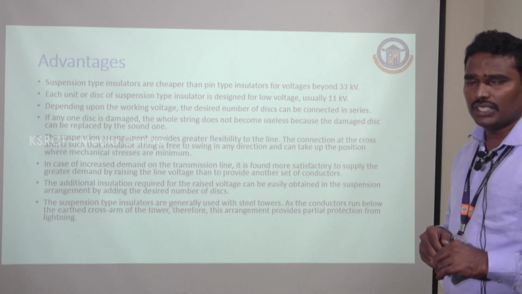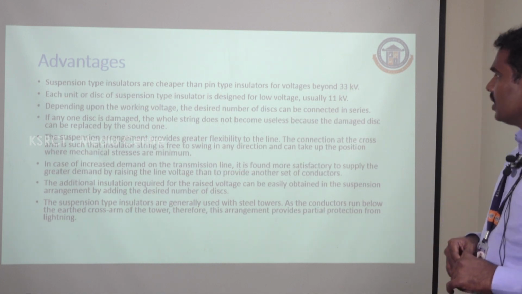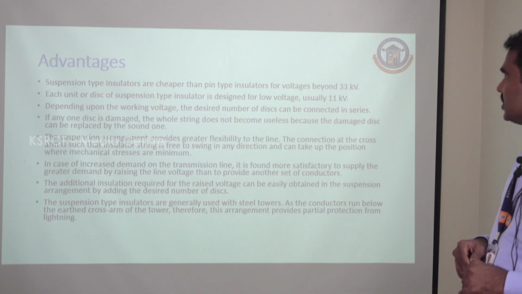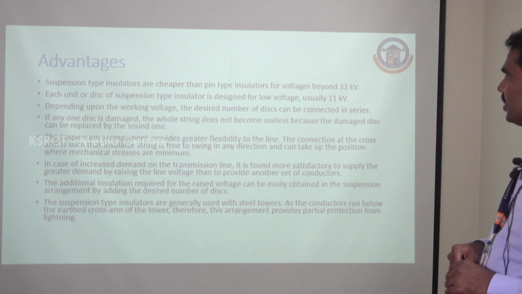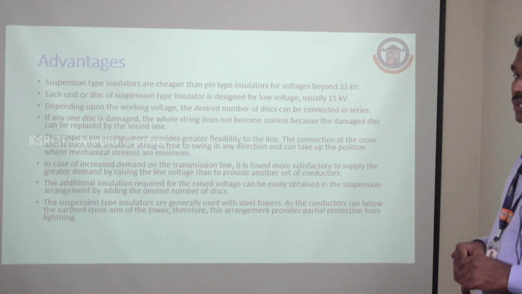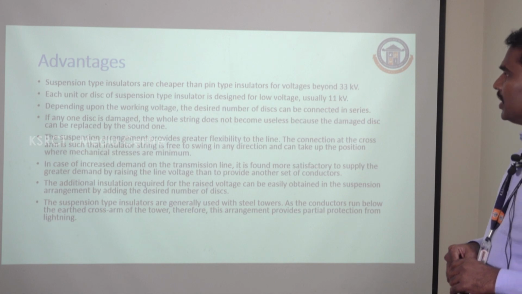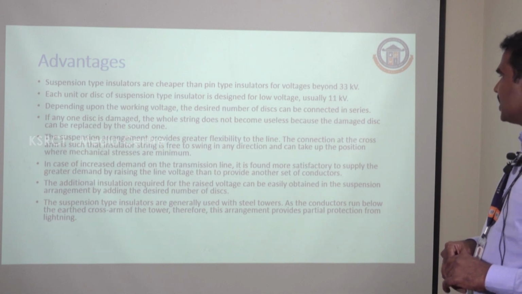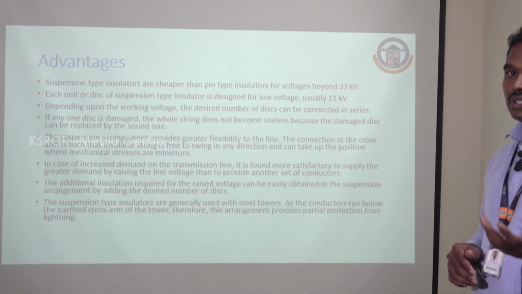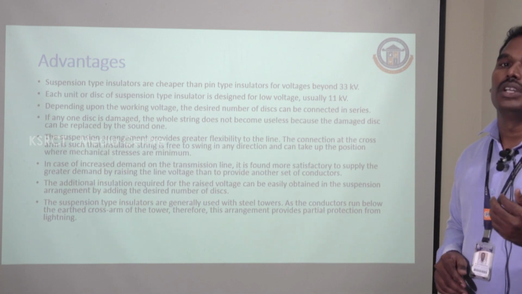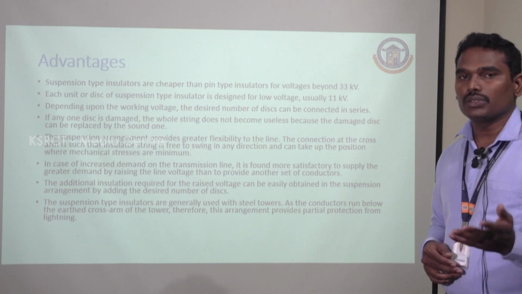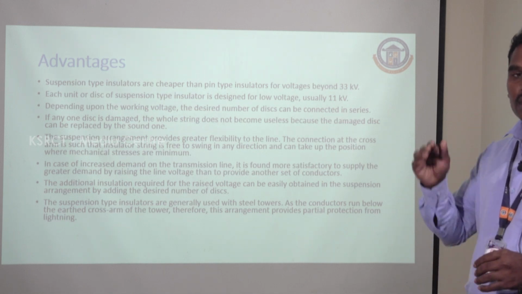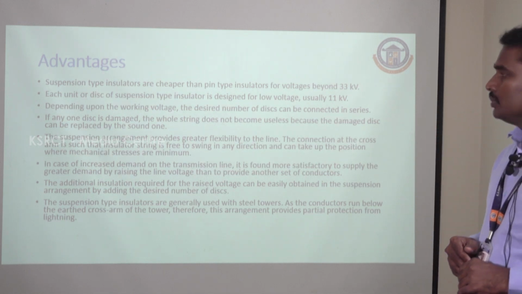So the advantages of this suspension insulator are that it is cheaper than pin type insulators for voltage ranges above 33 kV. Each unit of disc suspension insulator is designed for low voltages, usually 11 kilovolt. Depending upon the working voltage, the desired number of discs can be connected in series. If our transmission line capacity is 132 kV, we are going to connect 12 discs in series with the transmission system.